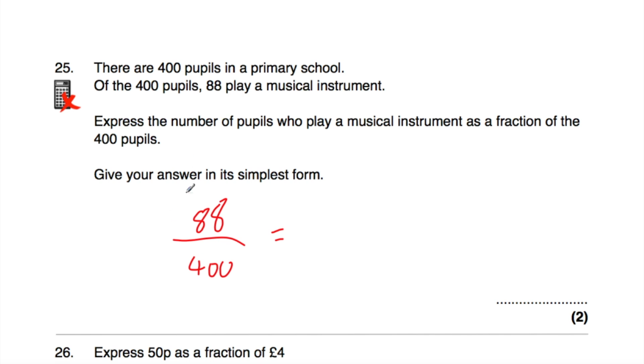That's a non-calculator question, so we're going to need to cancel that down without a calculator. Now, we could actually spot that both of these numbers are divisible by 8, but I'm going to start off by dividing both by 4, because that's what I've noticed to begin with. 88 divided by 4 would be 22, and you could use the bus shelter there if you wanted to. And 400 divided by 4 would be 100. So we've now got 22 100ths. They're both even, so let's half them both. So that'll be 11 50ths. So 11 50ths of the pupils play a musical instrument in that school.